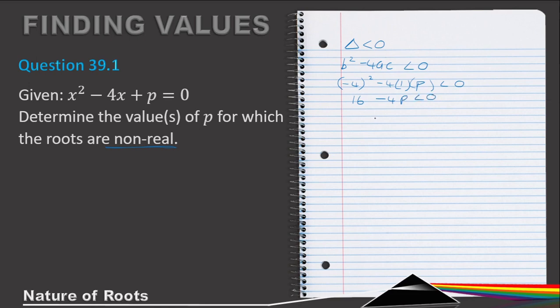And then we solve for this inequality, so the 16 goes over, minus 4p less than negative 16, divide both sides by negative 4, p is greater than 4. Just a reminder, when you're solving inequalities and you're dividing both sides by a negative number, your sign changes. All right, and that's your answer.